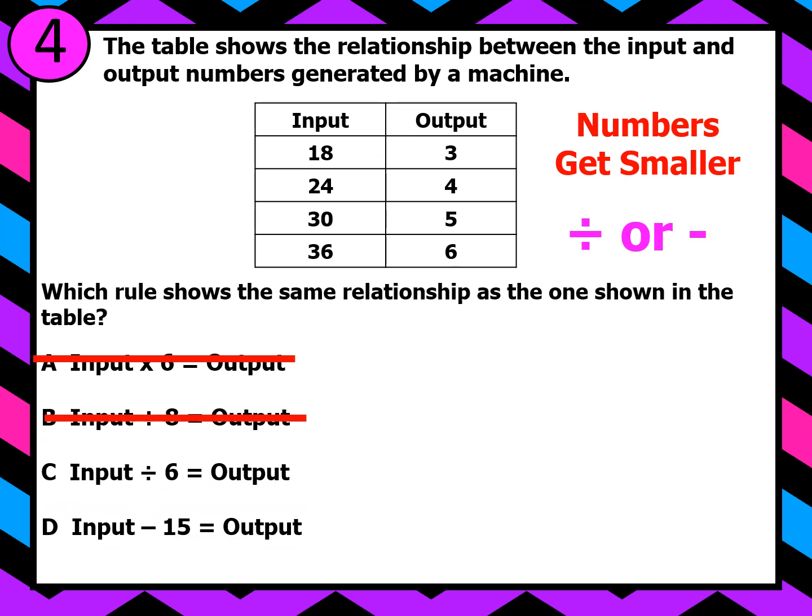I am now going to try answer choice C. Input divided by 6 equals output. 18 divided by 6 is 3. Yes, because 3 times 6 is 18. 24 divided by 6 is 4. Yes, because 4 times 6 is 24. 30 divided by 6 is 5. Yes, because 5 times 6 is 30. 36 divided by 6 is 6. Yes, because 6 times 6 is 36. My answer choice there is C.